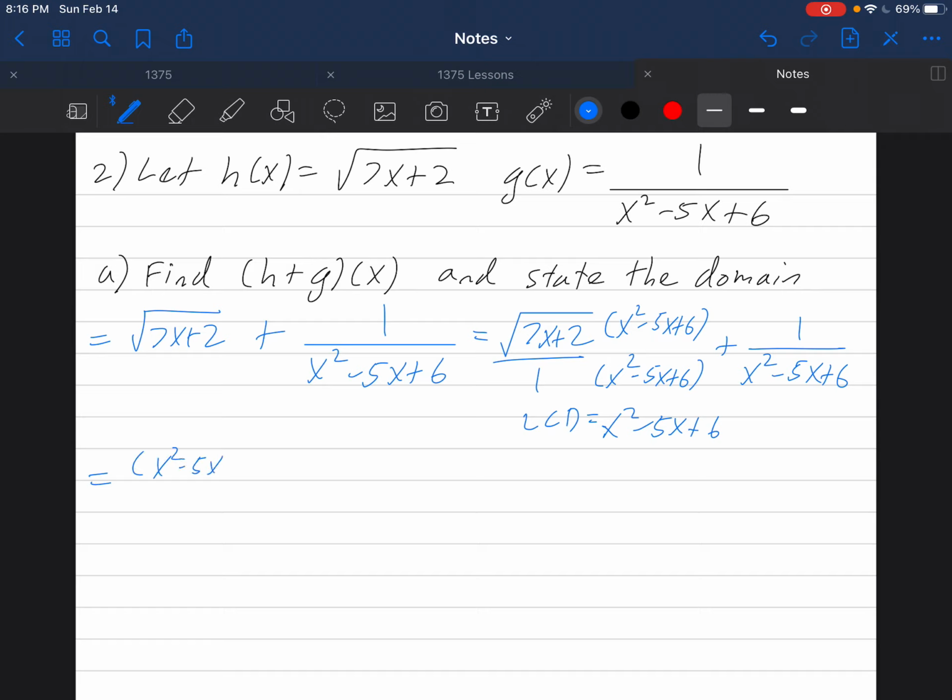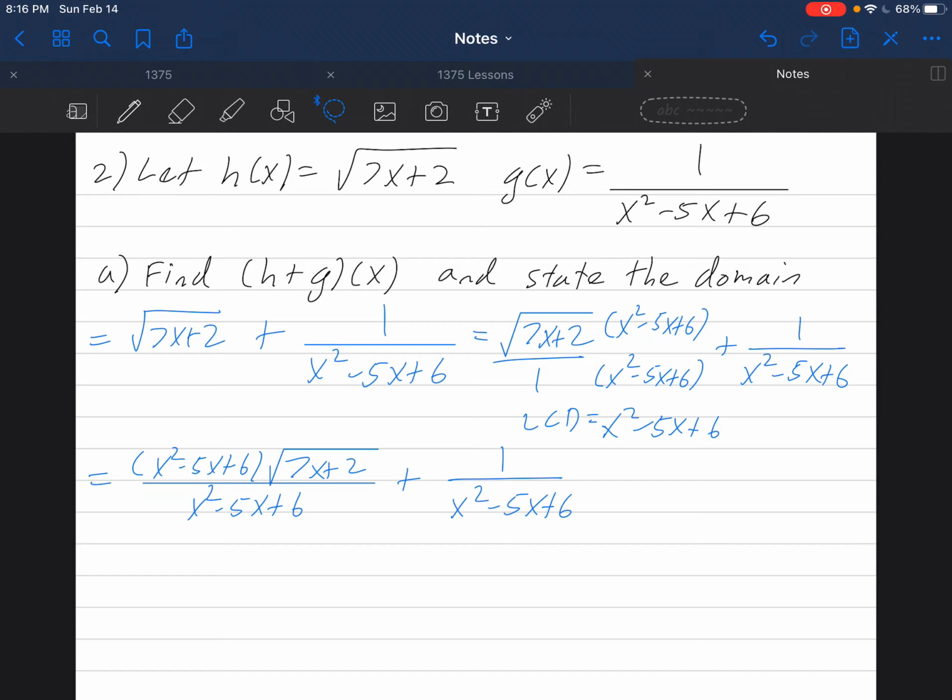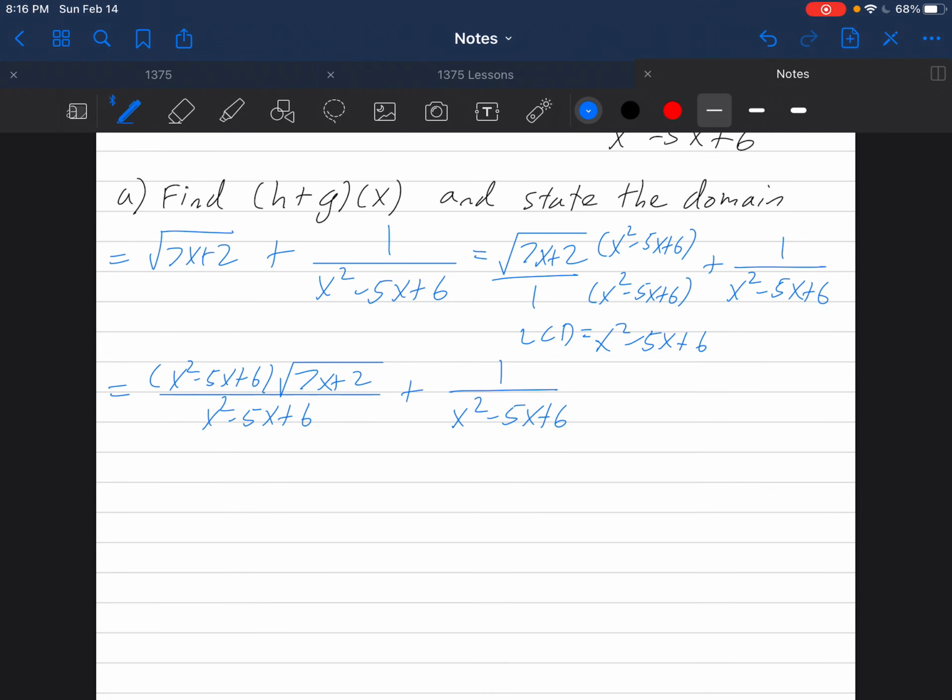So x squared minus 5x plus 6 times radical 7x plus 2 divided by x squared minus 5x plus 6, and this is going to be plus 1 over x squared minus 5x plus 6, right? So again, we are multiplying this first fraction times this quadratic trinomial on top and bottom in order to create this fraction right here. And that lets us add these together because these two denominators are the same. This is how you add rational expressions together.